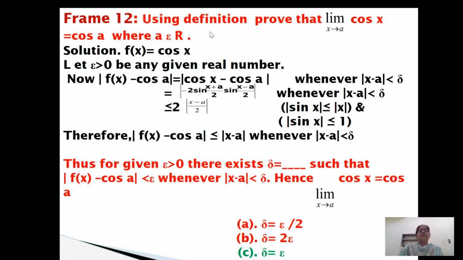Now next I am taking another example for a trigonometric function in which you have to prove limit x tends to a of cos x is equal to cos a. Put the value of f of x, cos x minus cos a, solve it. You will see it will be less than or equal to this. How is it? Because you know the value of sin x lies between mod x, and you also know the value of modulus sin x is less than or equal to 1, that is sin x lies between minus 1 and 1.